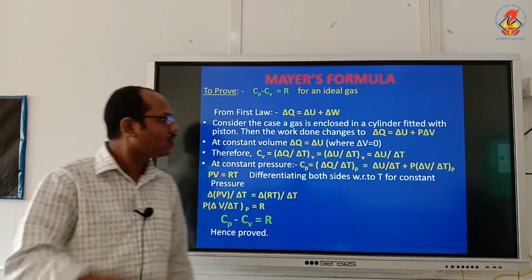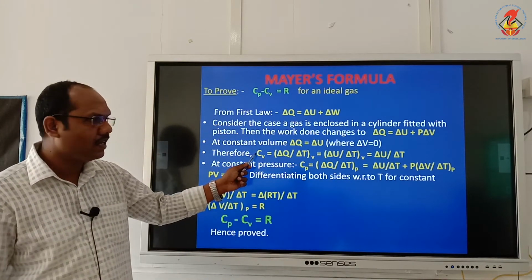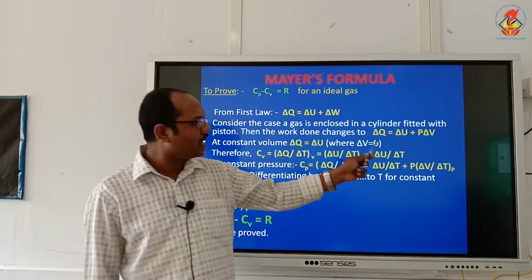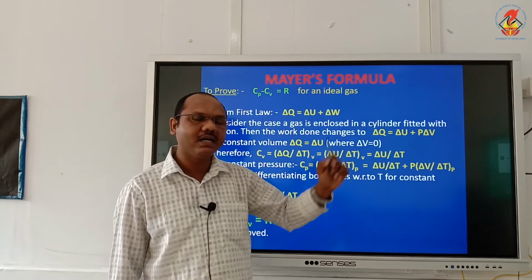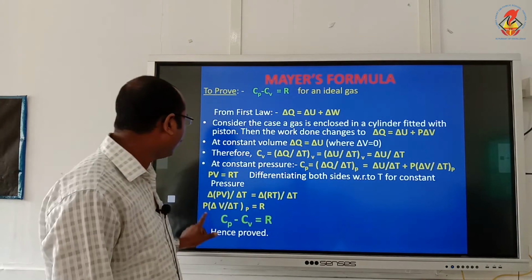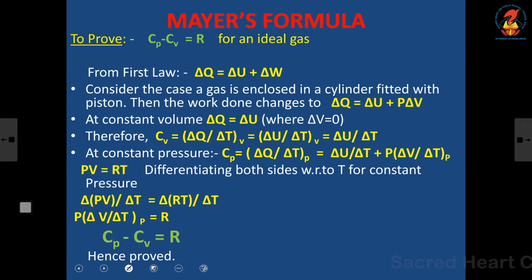Now, listen, what is on the LHS? Cv. What is on the RHS? Delta U by delta T. Therefore, now I am getting Cv is equal to delta U by delta T.